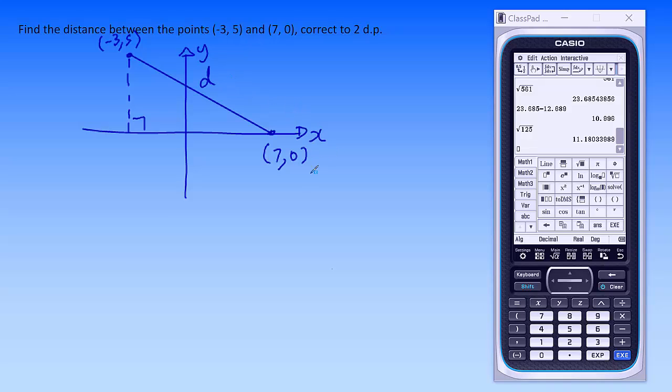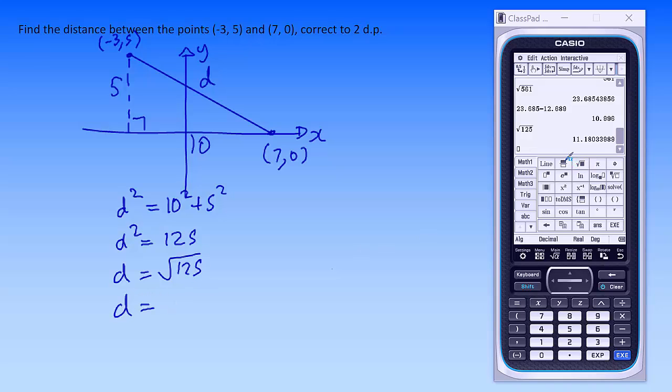So D is this distance here, which is the hypotenuse of this right-angled triangle. Looking at the x-coordinates, negative 3 across to 7 means 10 across. Looking at the y-coordinates, 5 down to 0 is 5 down. So D is the hypotenuse, so that's going to be 10 squared plus 5 squared. It's 100 plus 25, which is 125. So D is going to be the square root of 125, which I think I've already calculated over here. And we wanted it to 2 decimal places, it's 11.18. We don't know the units.